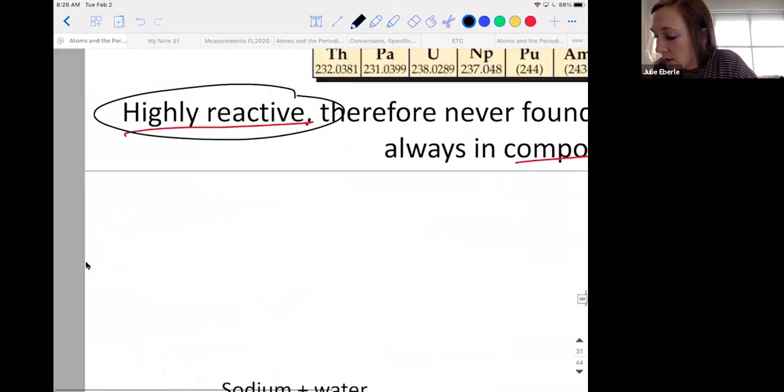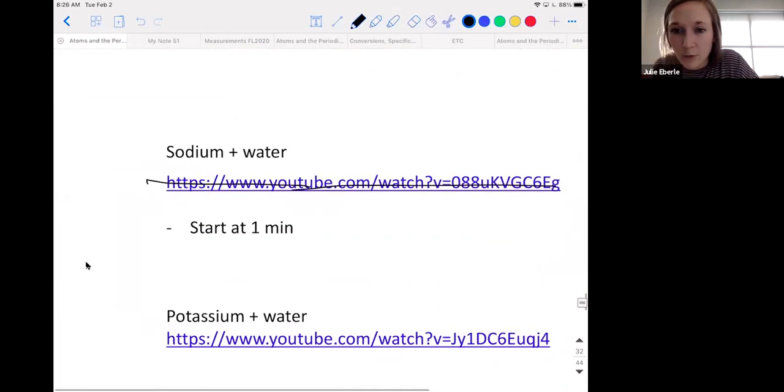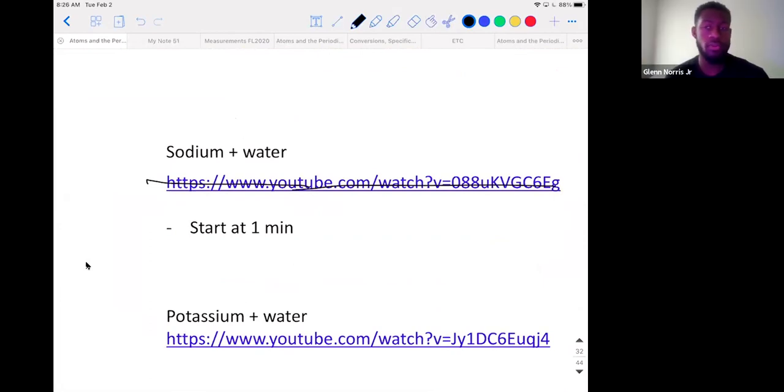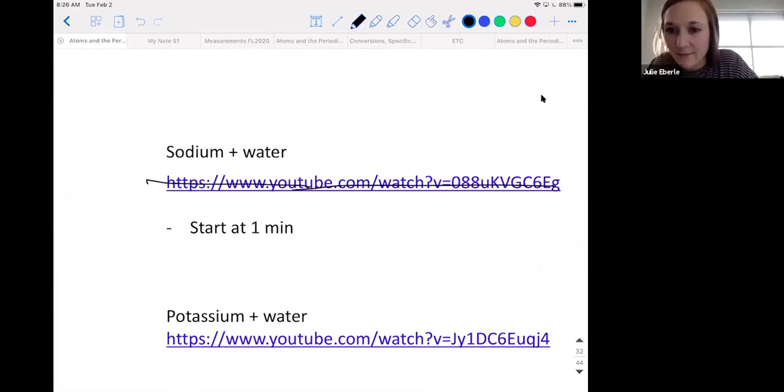So what did you notice about the way potassium reacted with water? How was it different than the way sodium reacted? I'm going to say it was more violent. Yeah. Definitely. That part was obvious. It was quicker too, right? It took way less time. The sodium hung around on the surface.